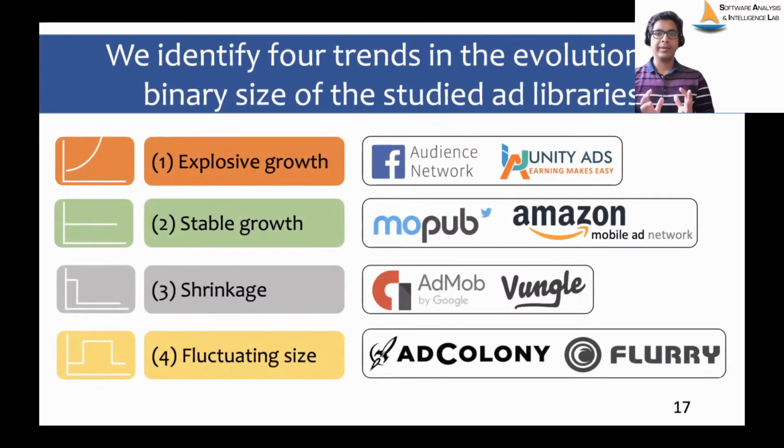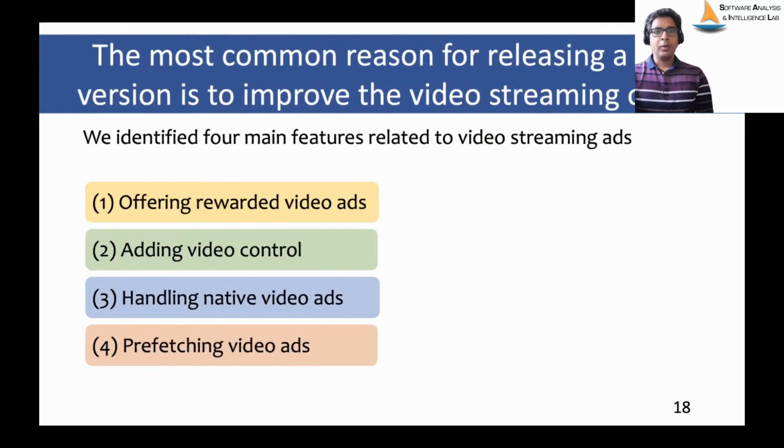We observed that the library developers try to reduce their ad library size by modularizing the overall architecture of their ad libraries. We identified that video streaming ads is the main reason for releasing a new version. We identified 4 main features related to video streaming ads.